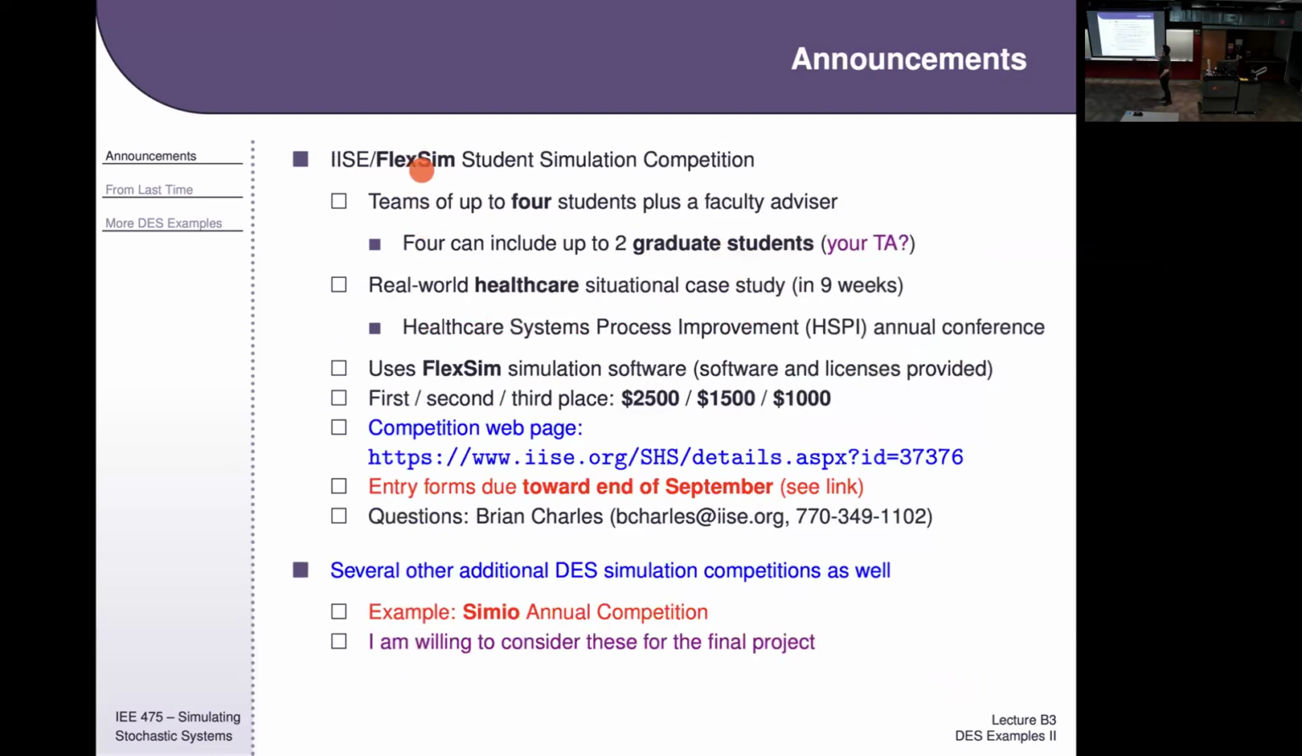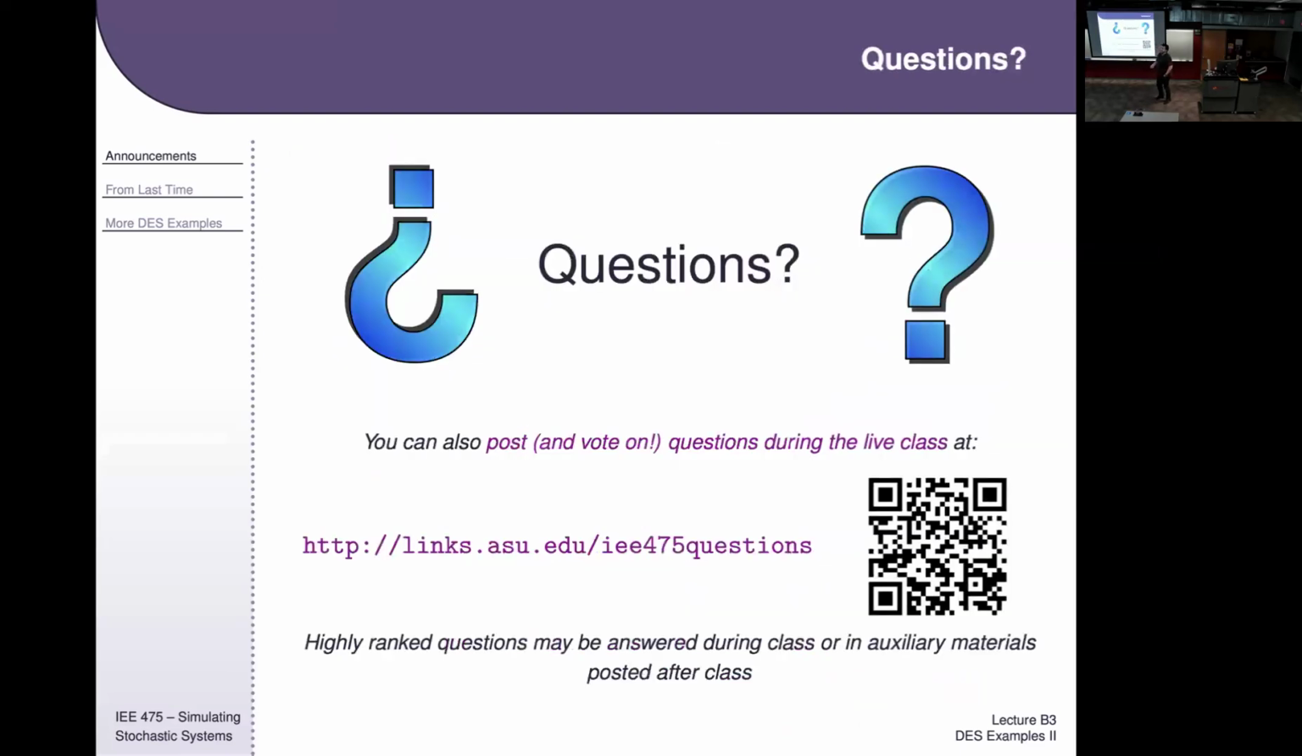There's also FlexSim, which is a competitor to Arena, and Simio. They also have their competitions, and we can talk about using those for your final project as well, as we talked about before. So I think that's up to date on announcements and policy. Any questions?